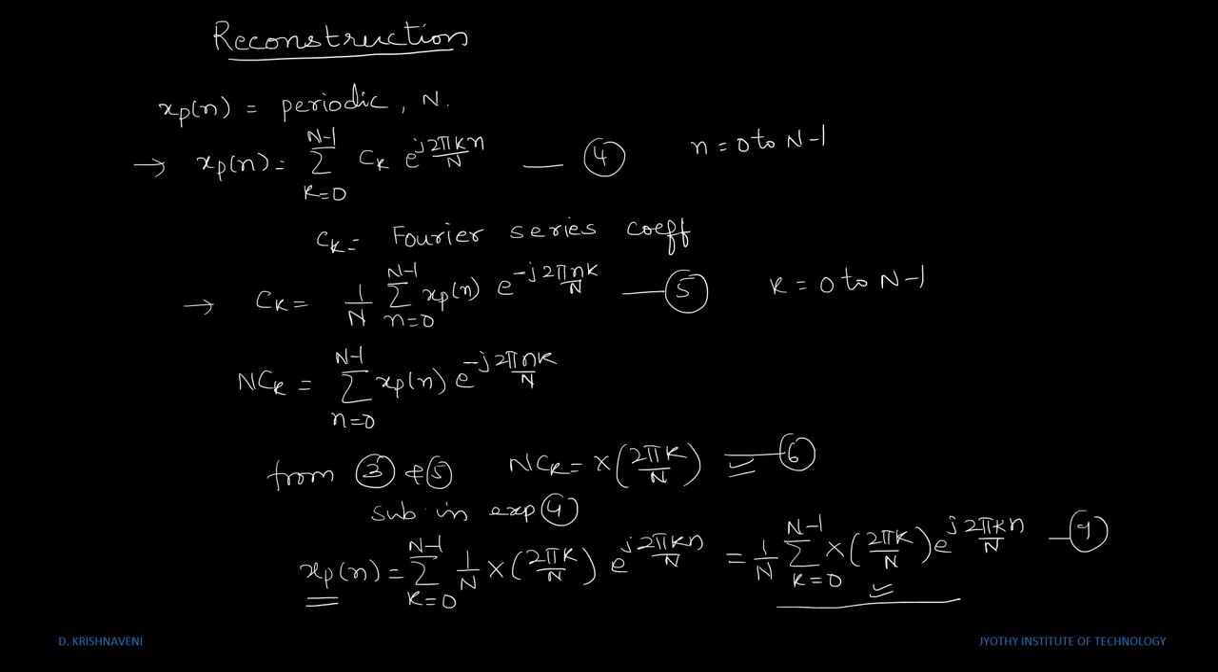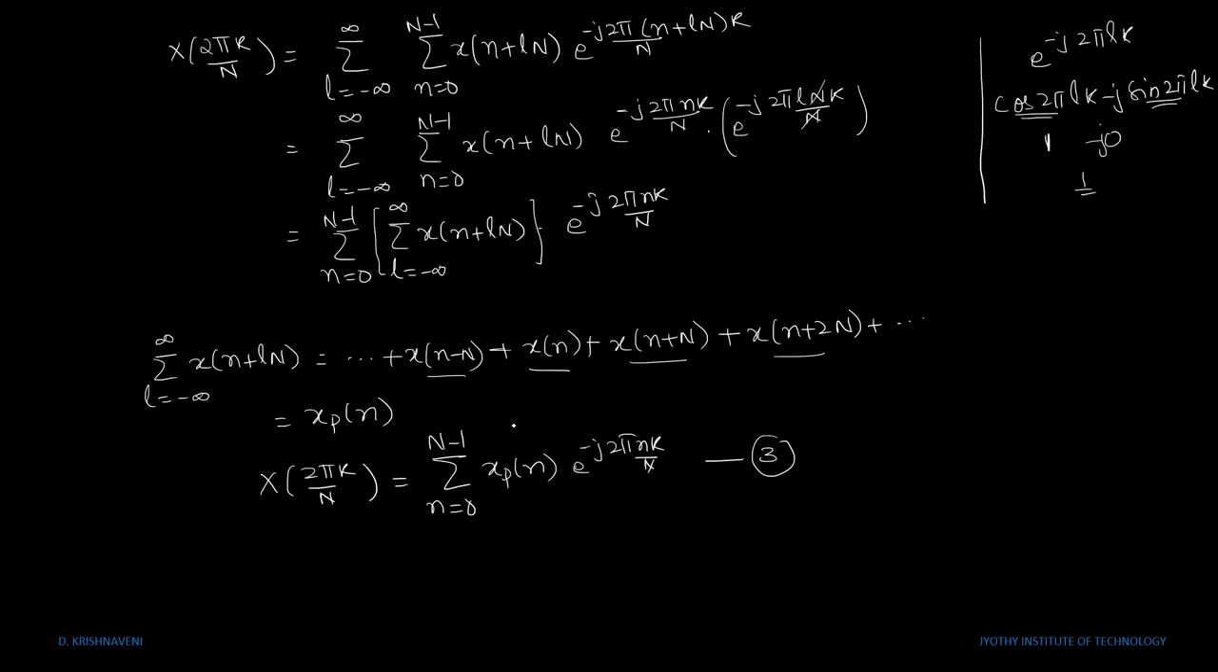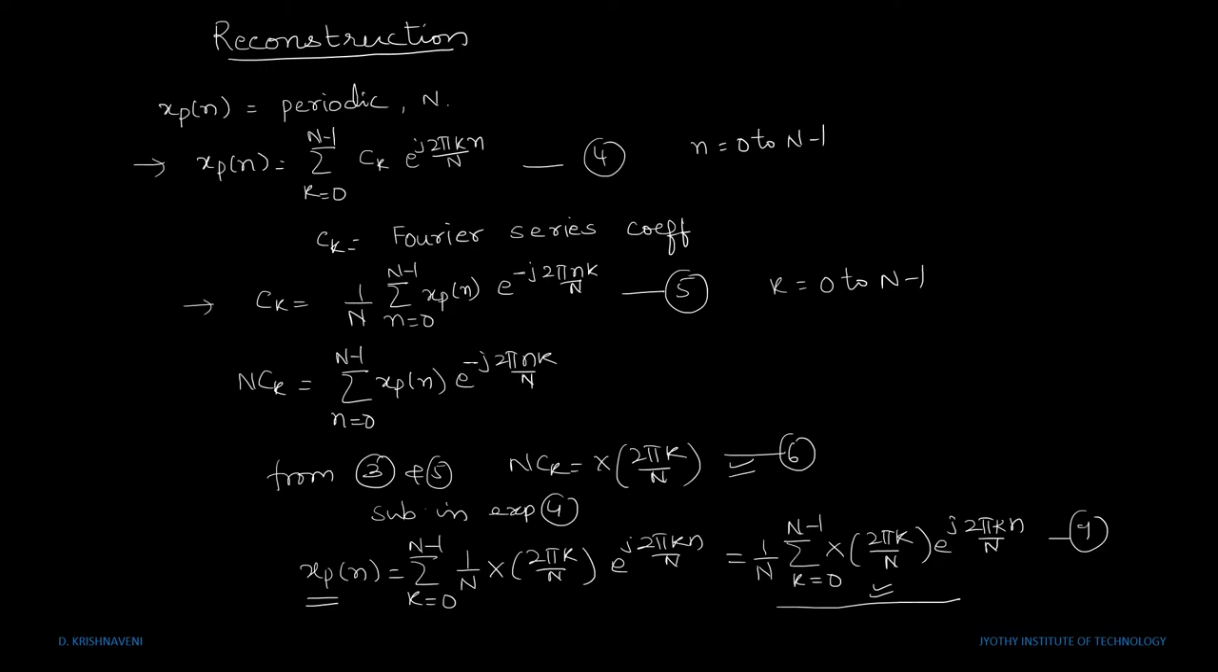Understood? Now what is the condition because of which we will get back x of n, where we had started? We had actually started with x of n, remember? So to get back x of n, what is the condition? Now let us take an example. As I have signal x of n, it is a finite duration sequence. Let us say this particular sequence has got 4 samples.